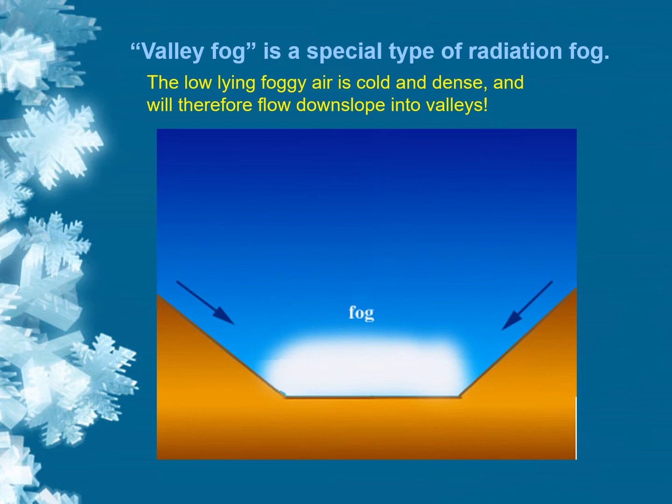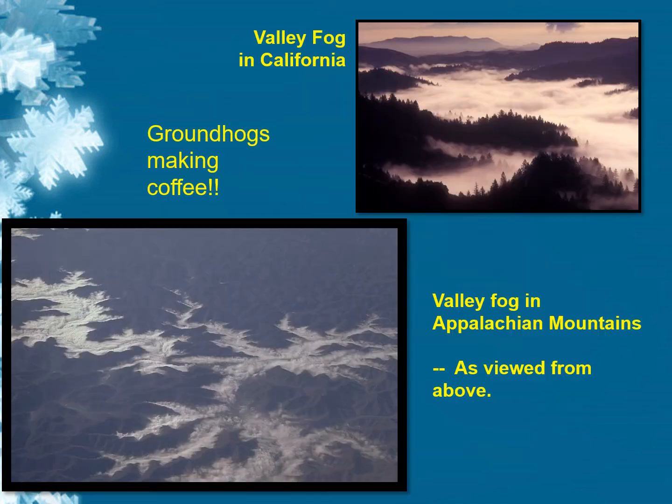But what's going to happen here is that the higher elevations, the mountains on either side of the valley, are going to cool quicker, or first. So you're going to form fog on the upslopes, but that air with the fog is cold and dense. So it's going to sink downslope into the valleys. So valley fog is a type of radiation fog.